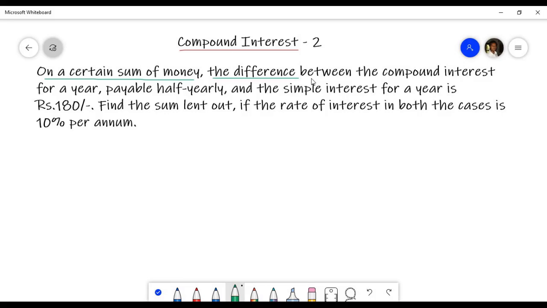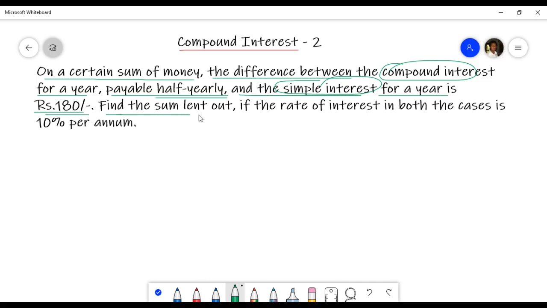In this explanation, we will learn how to find the sum if the difference between the compound interest and simple interest is given in the question. Here is the question. On a certain sum of money, the difference between the compound interest for a year, that is payable half yearly, and the simple interest for a year is rupees 180. So 180 rupees is the difference.